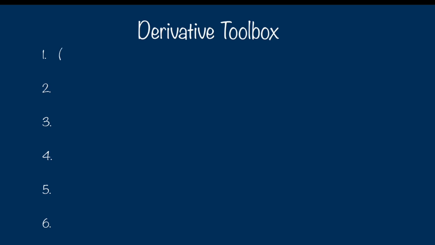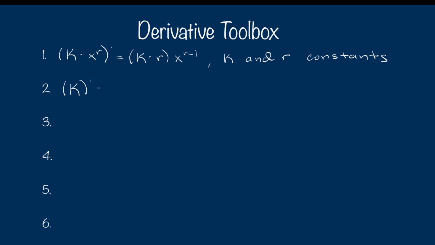So the first one is we have some k times x to some r, and the derivative of that is we're going to pull r out to the front, multiply it, so k times r, and then x to the r minus 1, where our k and r are going to be constants. Then our next one is k. The derivative of k, which is just going to be some number, is always going to be 0.